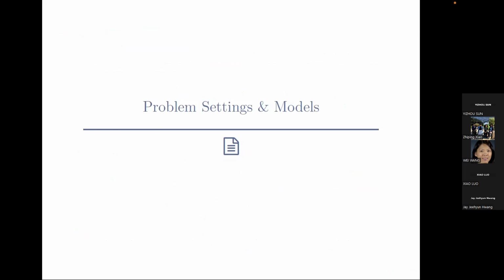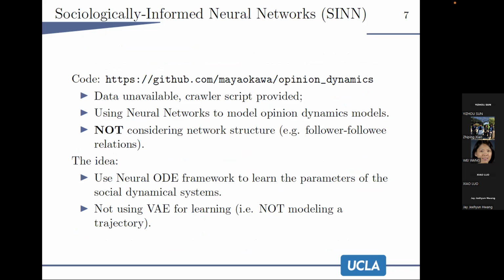Yeah, so let's get started with the first part, the opinion dynamics models. The first time I saw those models was in this paper, the sociology-informed neural networks, or we say SINN. For this work, they already released their code, and you can actually run it. The data is not available, unfortunately. They provided their crawler script that you can use to crawl data from Twitter and also from, I think it was Quora, another platform that they use.